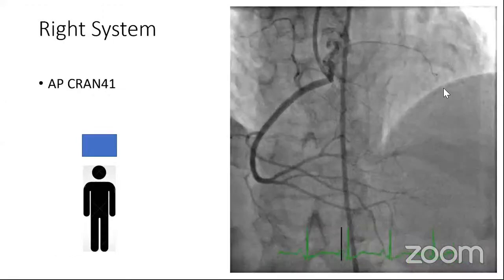We move on to the right system. Right system, usually in a normal study, 2 views are enough. They do an AP cranial. This is the diaphragm, so we know we're in the cranial views. The ribs are horizontal. So AP cranial. You can see all the RCA and its distal parts without any issues, nor lesions.